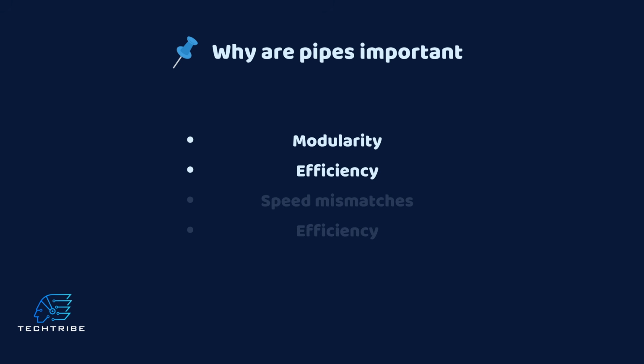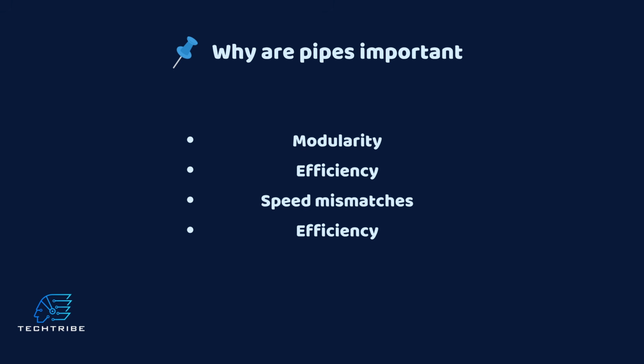And efficiency. Data flows directly between processes. No temporary files or intermediate storage are used. The OS handles the plumbing. Speed mismatches. Built-in buffering lets a fast writer keep going even if the reader is slow, or vice versa. No blocking, no data loss. Simple but powerful. One line of code in your terminal connects complex operations.